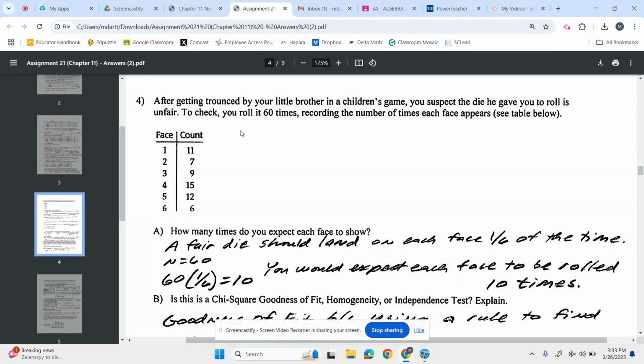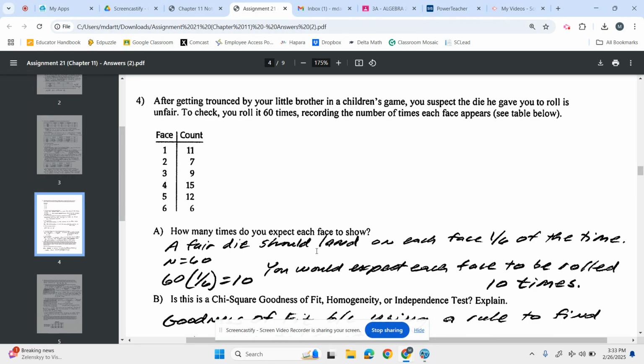All right, now we're on number 4. And here they're talking about rolling a die, and they roll it 60 times. So if you roll a fair die, you can get 1 through 6. This is what they actually got, and this was what was observed: 11 ones, 7 twos, 9 threes, 15 fours, 12 fives, 6 sixes. But then it says, how many times would you expect it to be?